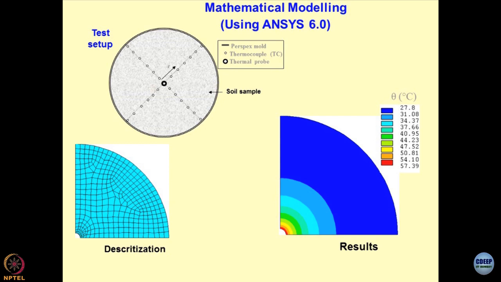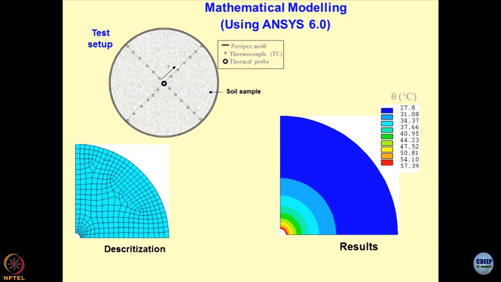So, if you take out the 1/4 quadrant or one quadrant of the sample, this is how the discretization has been done. This surface is the contact between the thermal probe and the soil mass through which the heat is migrating into the domain. So, again the statement of the problem is same. I want to find out theta as a function of R and T, clear? Because Z is not coming to picture, and these are the results which you will be getting.